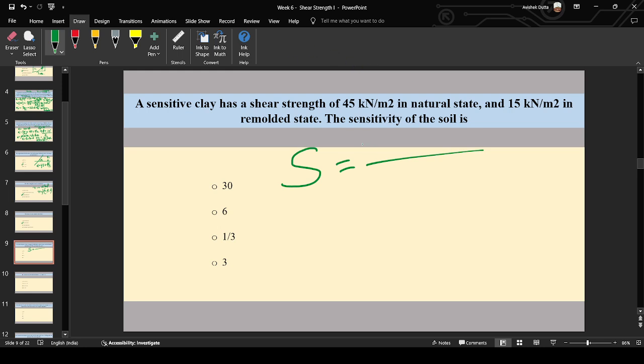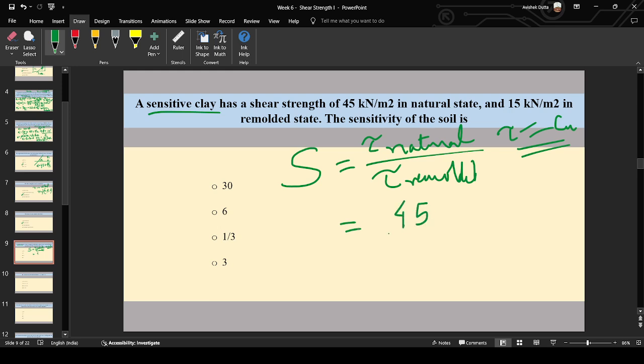Shear strength we can write as tau. Tau in the natural state divided by tau in the remolded state. And since it is a sensitive clay, tau can also be written as undrained cohesion, because for this the friction will be 0. So anyway, we write tau natural by tau remolded. Shear strength natural over here is 45, shear strength remolded is 15. So the sensitivity of this soil will be equal to 3. The fourth option is the correct one.